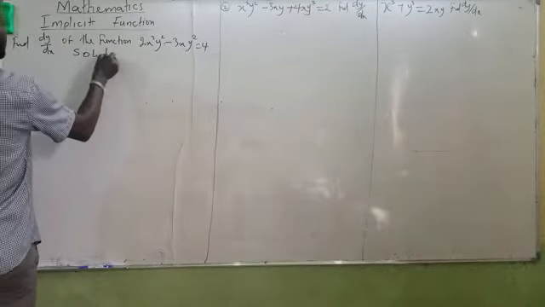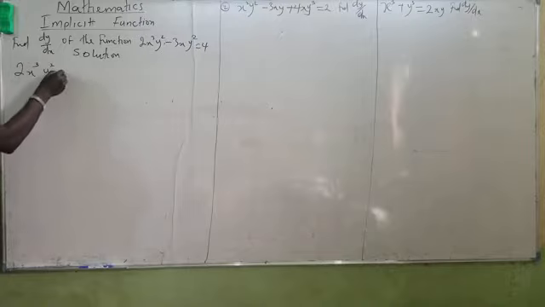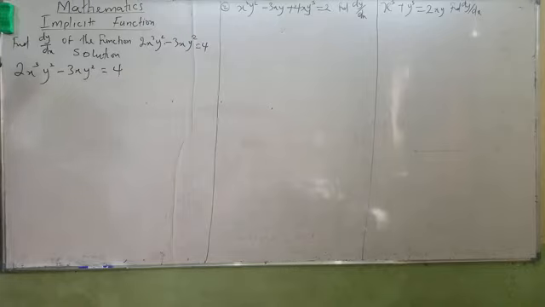Solution to this problem. Now, look at this. I have 2x cubed y squared minus 3xy squared equals 4. Now, don't forget uv.